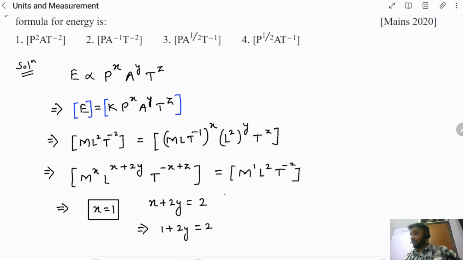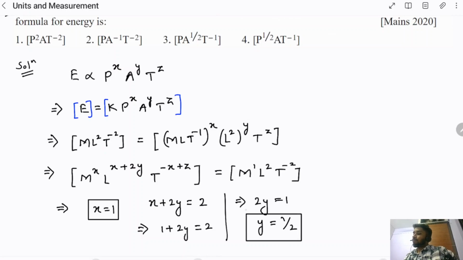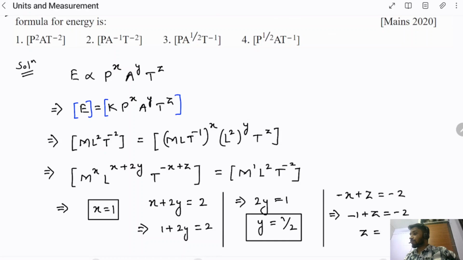And if we simplify this, 2y will be equal to 1, and that gives us y as 1 by 2. Okay. So we have got x, we have got y, only thing remaining is z. So if you equate the power of T on both sides, power of T on left hand side is minus x plus z, and that should be equal to minus 2. X value is 1, so minus 1 plus z should be equal to minus 2. So that will give us z as minus 1.